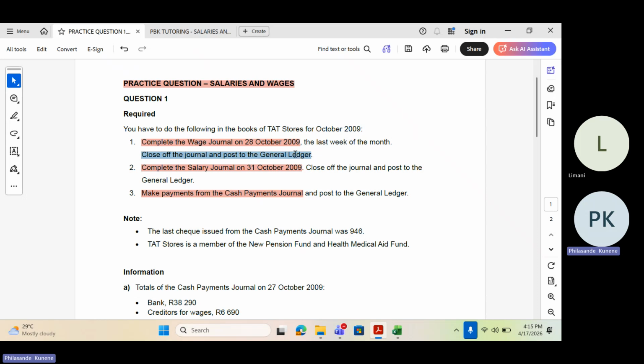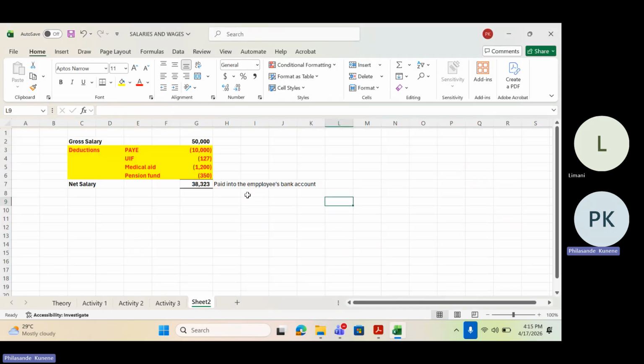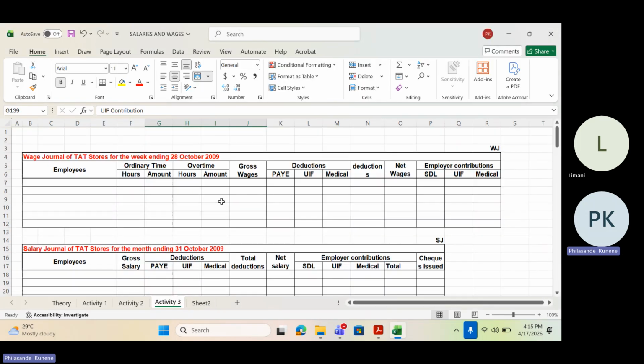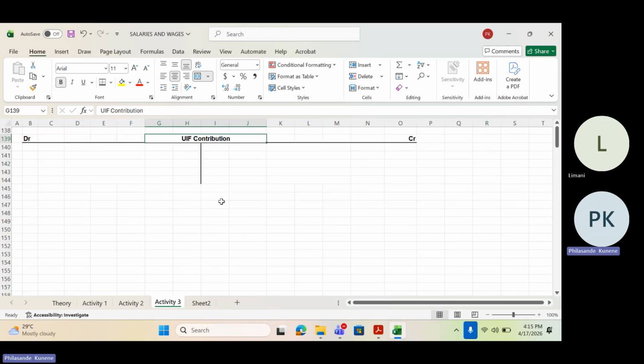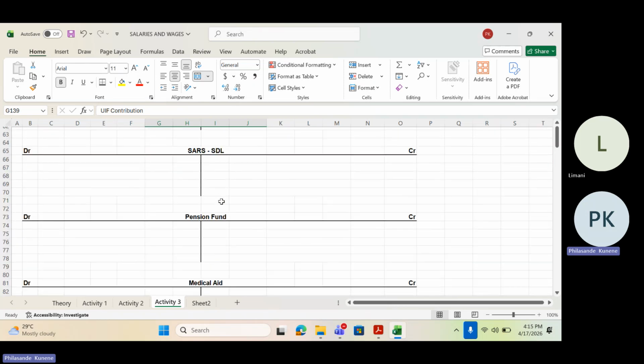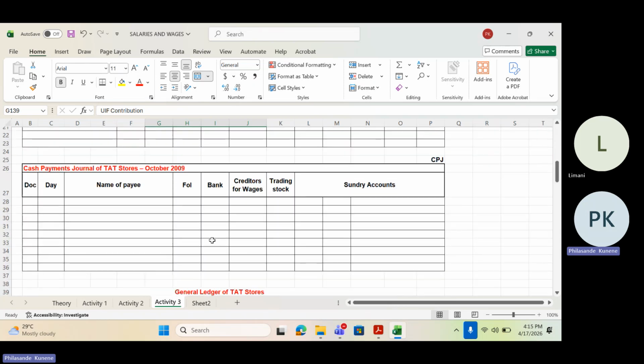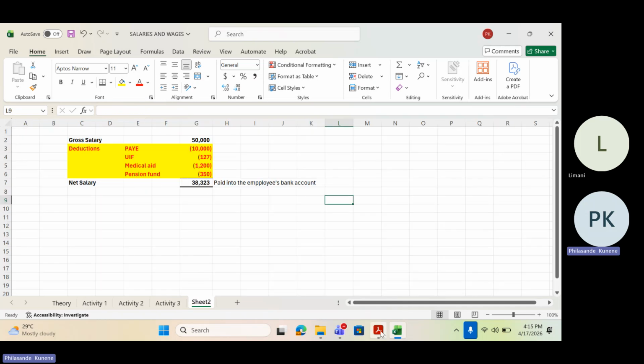close off journal goes to general ledger, right? So which means we're also going to do a general ledger. Again here, close off the journal, post to the general ledger. So we are also going to do the general ledger. Also, we do a CPJ and then we post to a general ledger. So there will be a lot of work that we're going to be doing tomorrow, recording all these journals and then recording all these general ledgers. Once we have done that, I think it will be okay for you to go and write a test.